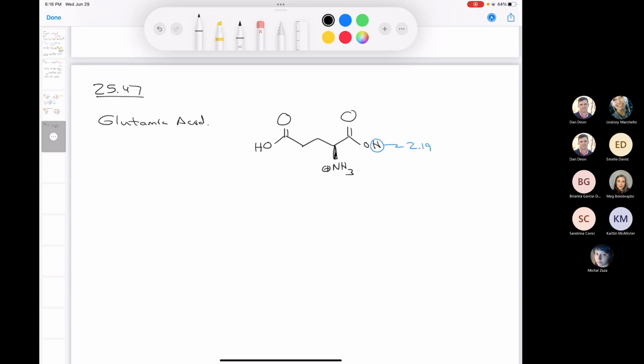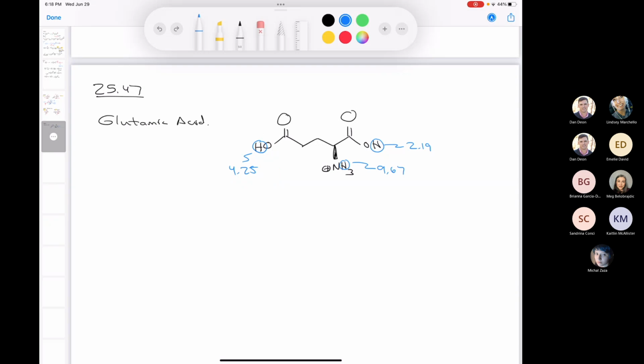So this one is, what is it? 9.67. And then this one is 4.25. All right, if you're wondering how I knew which was which, I had the three values. Remember the one that's part of the amino acid nucleus, the NCC, that carboxyl always has a pKa of around 2. The protonated amine is always around 9 to 10. And so the other one is closer to the acidic pKa, so that must be the side chain.